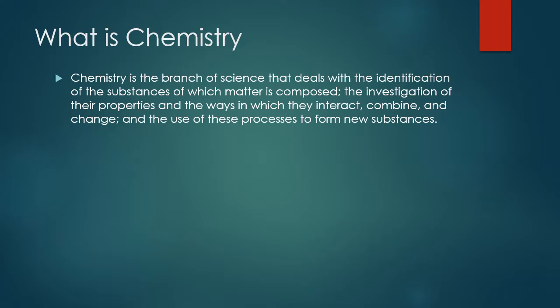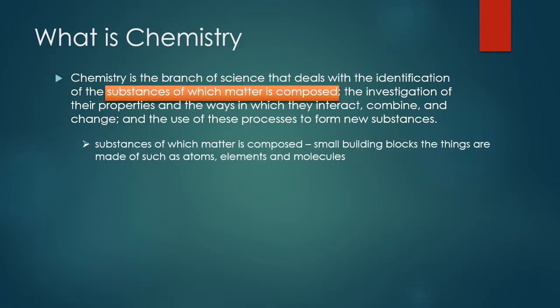Now let's break down that definition so we understand what it's actually saying. First, chemistry is an investigation of the substances of which matter is composed. When we look at the substances of which matter is composed, we're talking about the small building blocks that things are made of. These are things like atoms, elements, and molecules, and we'll talk more about these later. But essentially with chemistry, we're looking at what are the tiniest little pieces that the things we are studying are made of.